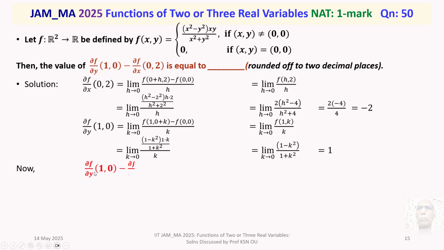So now del f by del y at (1, 0), that is 1, minus del f by del x at (0, 2) is minus 2, minus of minus 2. 1 minus of minus 2, that is 3. So therefore, the answer to this question rounded off to 2 decimal places is 3.00.